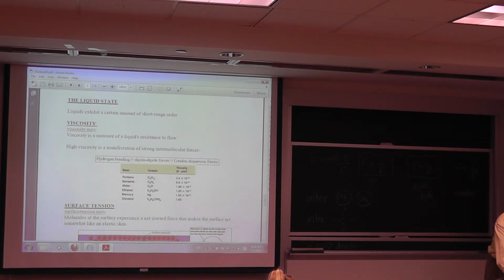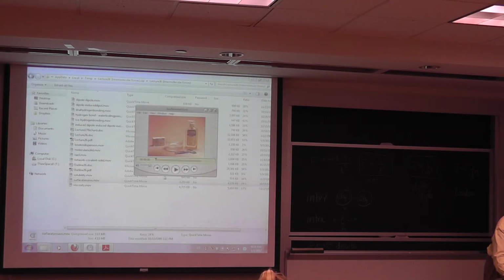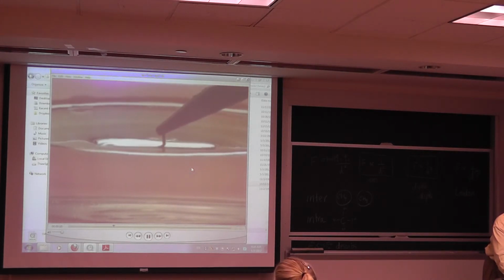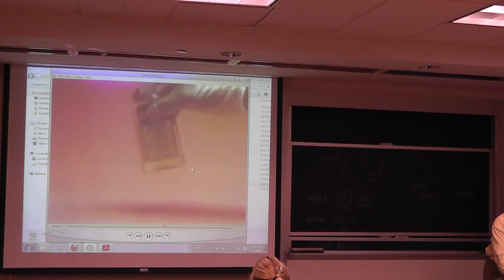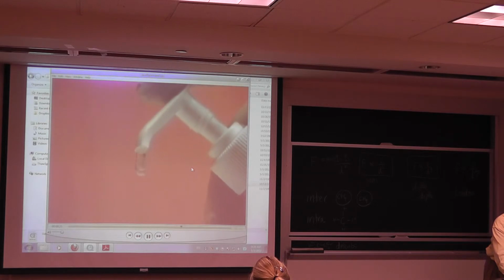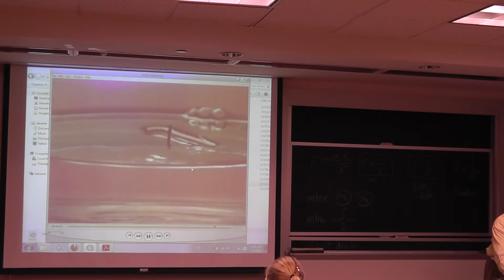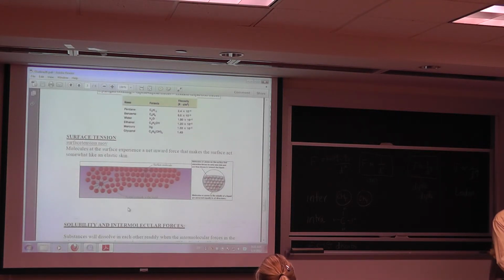Okay, another manifestation of intermolecular forces is surface tension. A paperclip is placed carefully in water, or rather on it. The metal clip floats because it isn't heavy enough to break the water's surface tension. By adding a small amount of soap, we reduce the water's surface tension. The paperclip sinks. Okay, again, the higher the intermolecular force, the higher the surface tension.